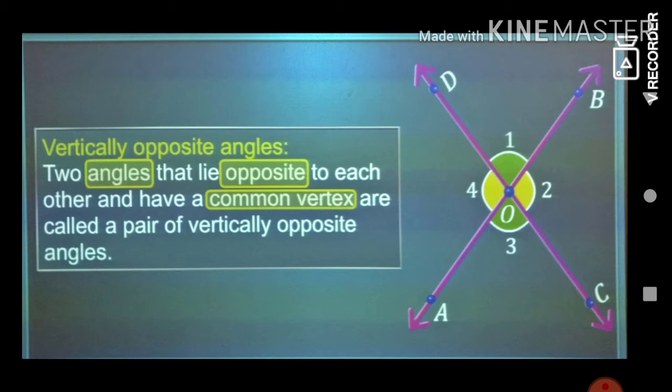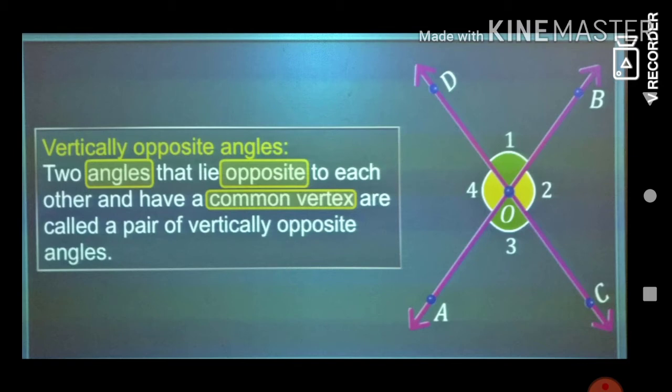So two angles that lie opposite to each other. Now which angles are lying opposite to each other? You can see here they have used two colors, green and yellow. By green color you can see angle 1 and angle 3. So angle 1 and angle 3 are opposite to each other, and angle 2 and angle 4 are also opposite to each other. So one pair is 2 and 4 and the other pair is 1 and 3. I have shown them with different colors.